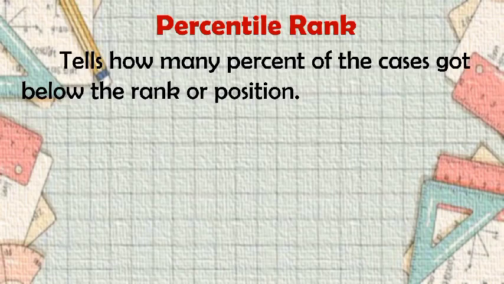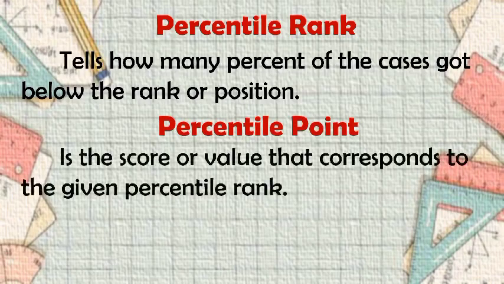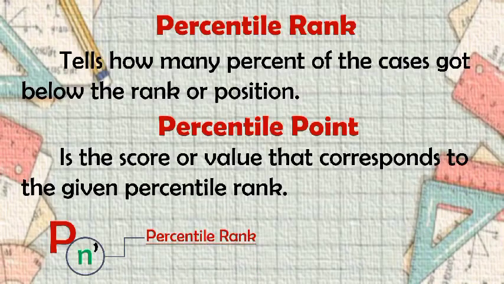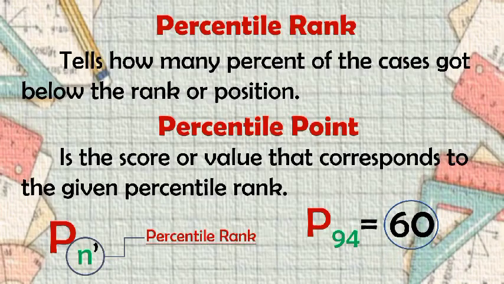So, di ba kanina, Juan got a score of 60. So, we can say that the 94th percentile point is 60. Ang percentile point naman ay the score or value that corresponds to the given percentile rank. It is denoted by the symbol Pn, where n is the percentile rank. Thus, in the example, P94 is equal to 60. Di ba si Juan got a score of 60. So, itong 60 na ito yung percentile point niya.